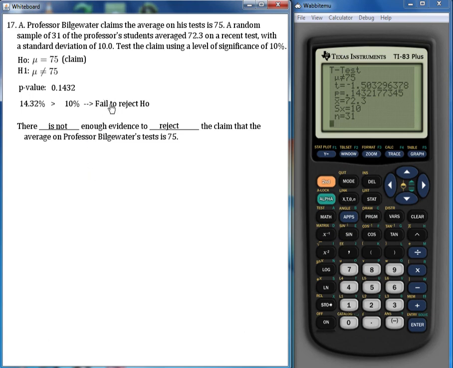So remember, fail to reject, you put is not. Reject the null hypothesis, you put is. If your claim's in the null, you're trying to reject it. If your claim's in the alternative, you're trying to support it. So it's as simple as that.